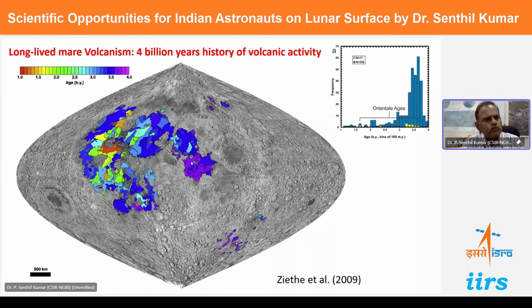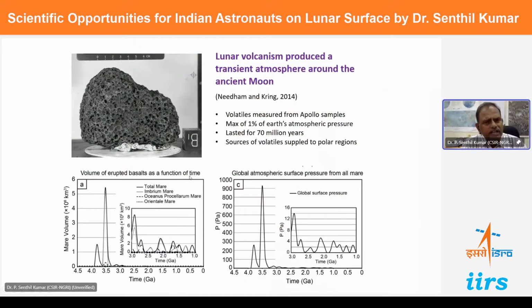And look at the age of the volcanic material of the Moon. They vary from 4 billion years to 1 billion years. The different colors indicate the different ages of these lava flows. So astronauts can go and sample basaltic lava flows of different ages, bring the samples back and understand this volcanic process far better. Even when volcanism occurs, it also produces a temporary atmosphere. Therefore, how an atmosphere forms from volcanic activity is also an important science topic that can be dealt with.